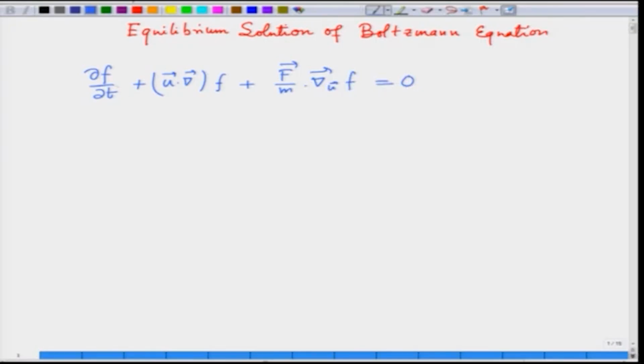Where f is the kinetic distribution function, which can be a function of the position, the velocity and time. And so, the equation should look like ∂f/∂t plus u dot ∇f plus F/m dot the gradient in the velocity space of f. And u is the kinetic velocity, F is the body force, and m is the mass of one particle.